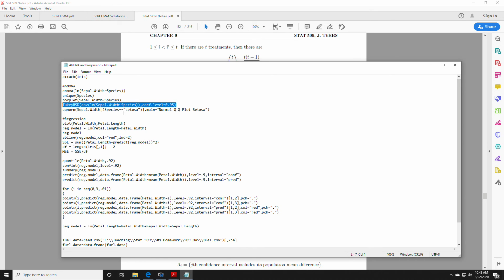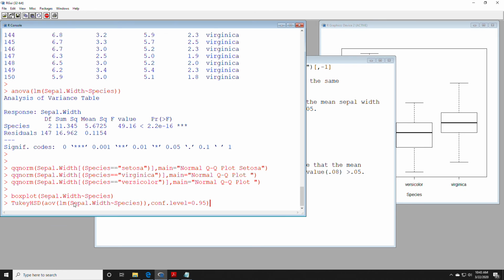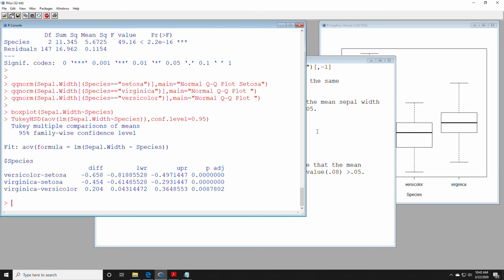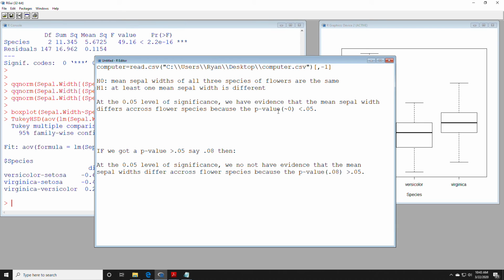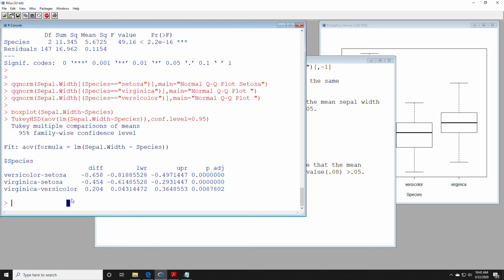Okay, most of this other stuff wouldn't ever need to be modified. So that's what I want to do. Again, I have evidence, right? We rejected the null. We have evidence that the means are different. So now we want to look to see if we can detect where those differences are.